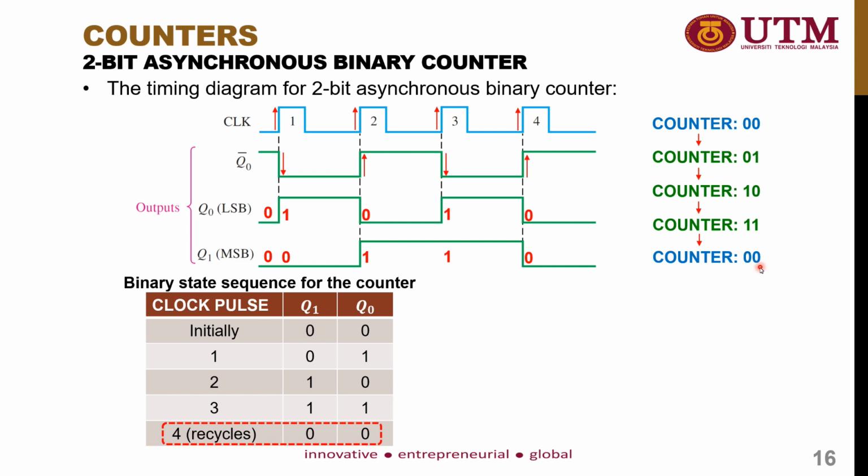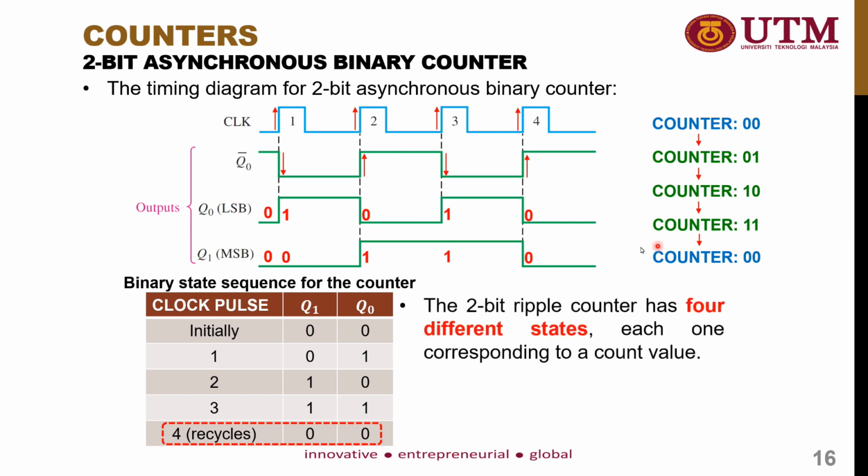Okay? So as you see here, for the 2-bit asynchronous binary counter, the counting will take place at each clock cycle. In the first clock cycle, the counter will count from 0 0 to 0 1. At the second clock cycle, the counter will count from 0 1 to 1 0. At the third clock cycle, from 1 0 to 1 1. And at the fourth clock cycle, the counter will reset back from 1 1 to 0 0.